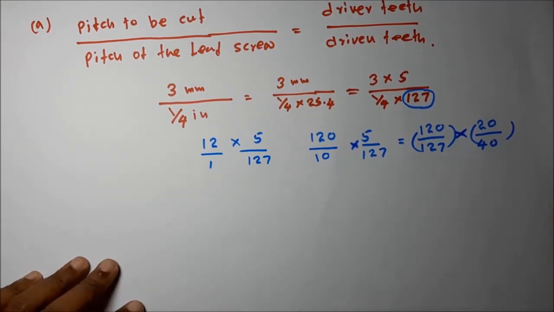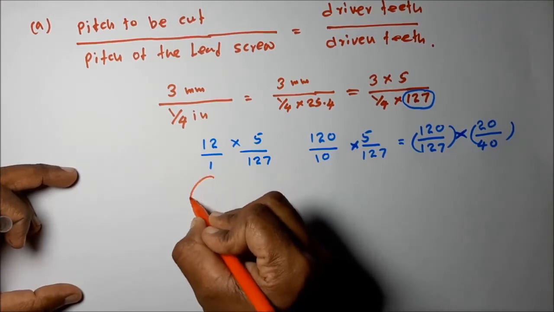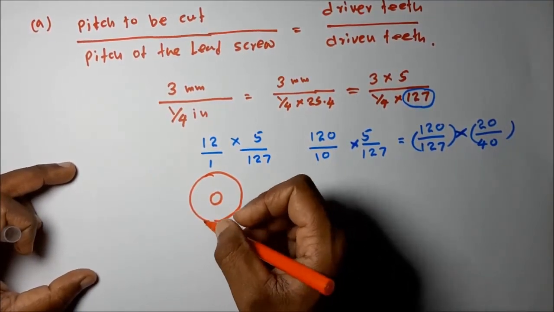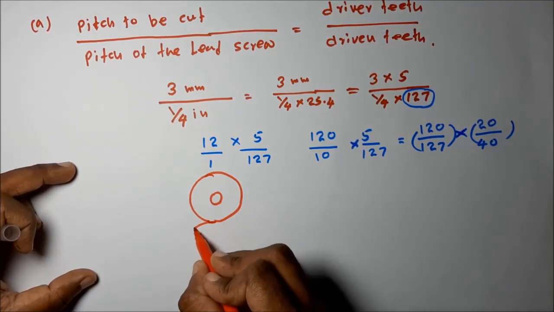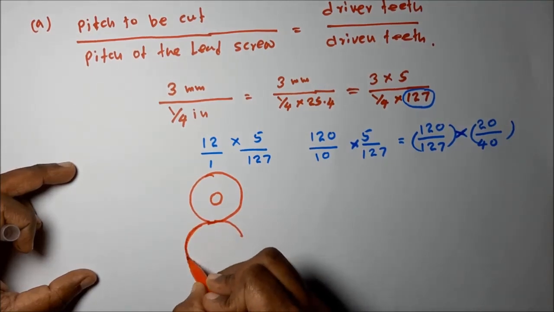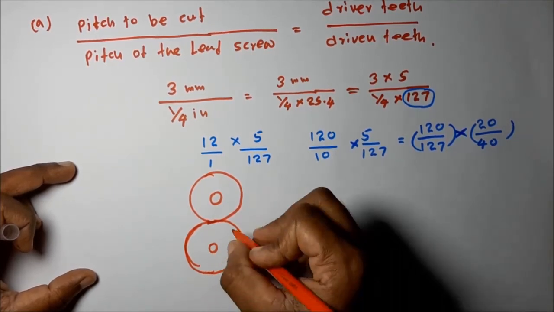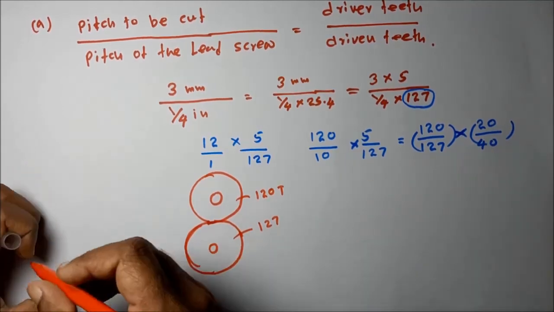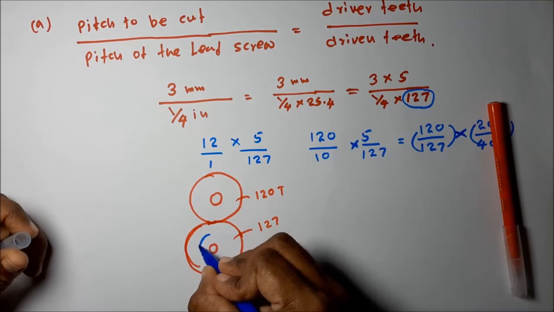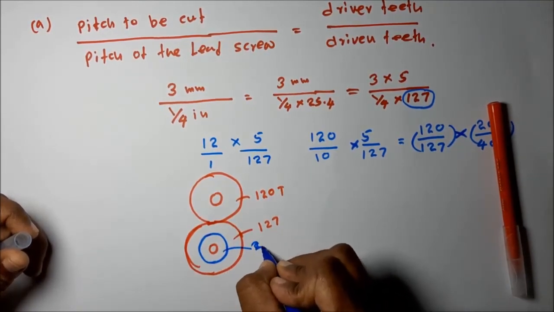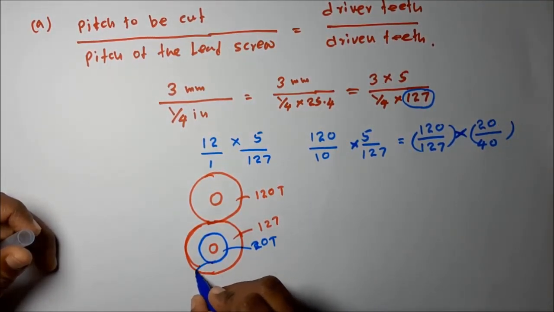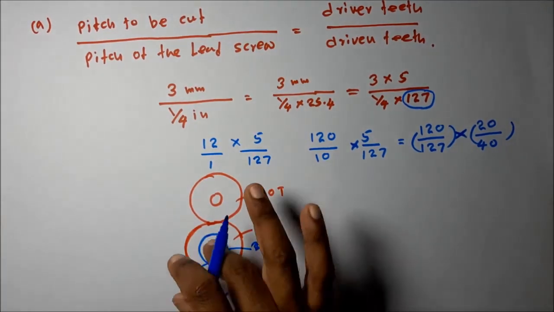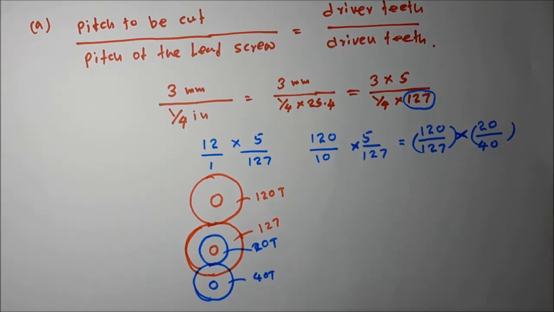We can represent this gear train. I'll draw the gear train also. This is the 120 gear wheel on the spindle. Then this is connected to the 127 gear wheel. The compound gear train we have essentially used for this one. This is the 120 teeth gear wheel, the 127 gear wheel, then the 20 and the 40. This is the 20 teeth gear wheel, then the 40 teeth gear wheel. This is the compound gear train we have used to cut this pitch value.